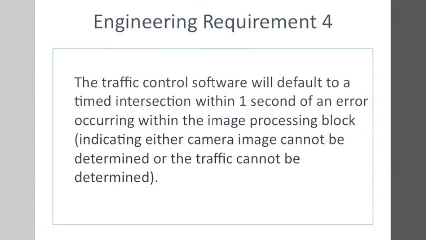If something happens to the camera feed, or the camera lens, so that it cannot determine the traffic approaching the light, the traffic light will default to a timed intersection.